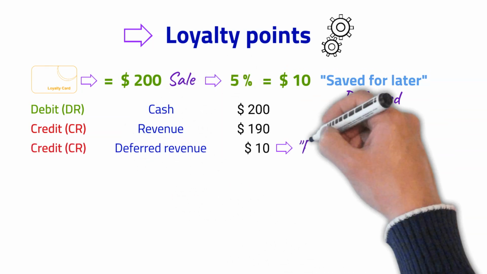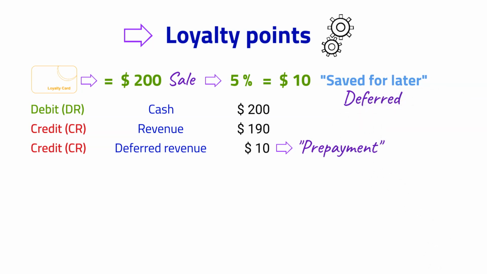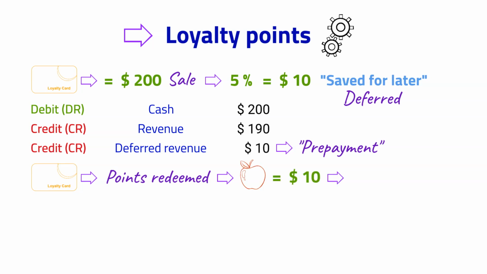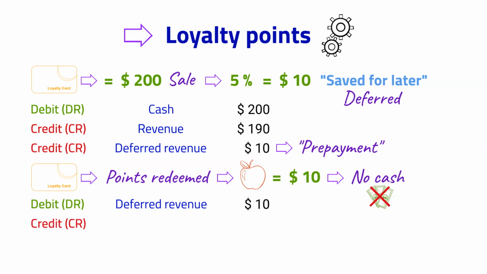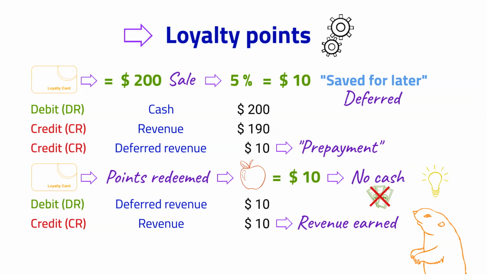We take out 5% of our sale for future, treating it as a prepayment. Kind of like the customer bought apples for $190 and prepaid 10 for future consumption. When these points are redeemed, we record debit deferred revenue loyalty 10, credit revenue 10. Yes, we will now have revenue from the loyalty points and associated costs. Let's say 1 kilogram of apples costing $5 for $10 worth of loyalty points.